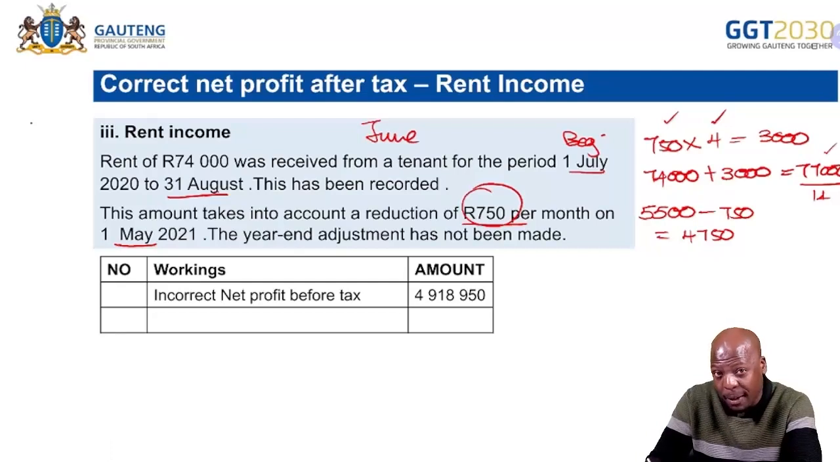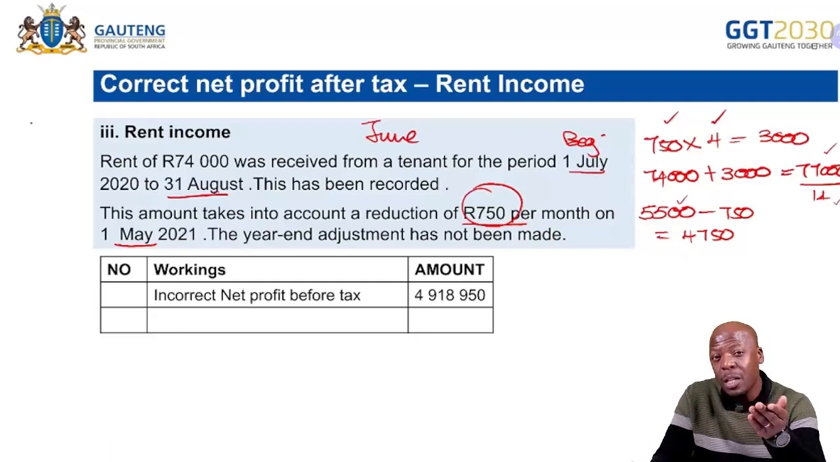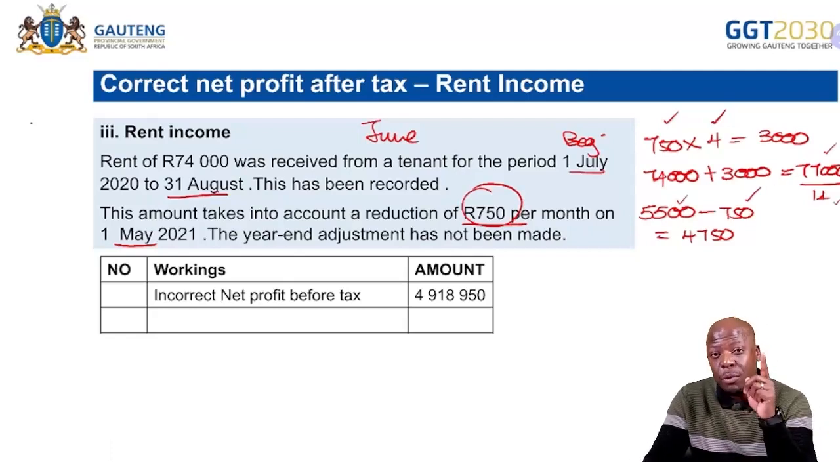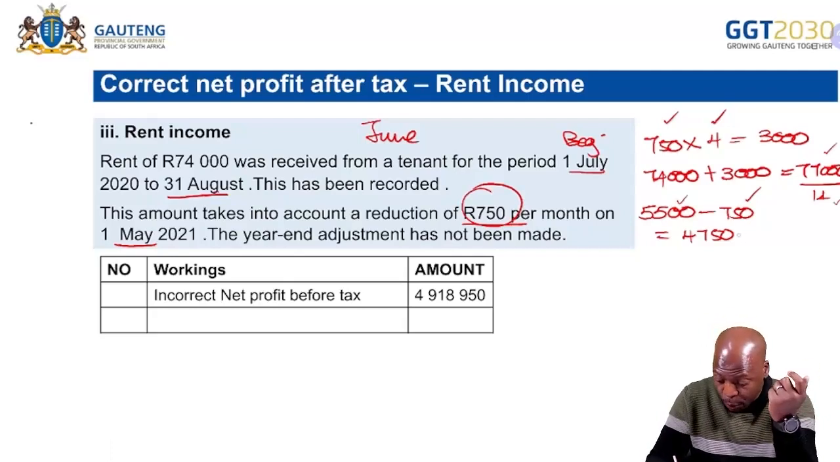77,000 rent for 14 months without any change, divided by 14 gives you 5.5 rent per month without any change. But we know that the 2 months that we received in advance had a decrease. So we need to come and decrease by 750. Once we subtract 750, we now have rent after a decrease, which is 4,750, what you have here. And our problem is how many months?